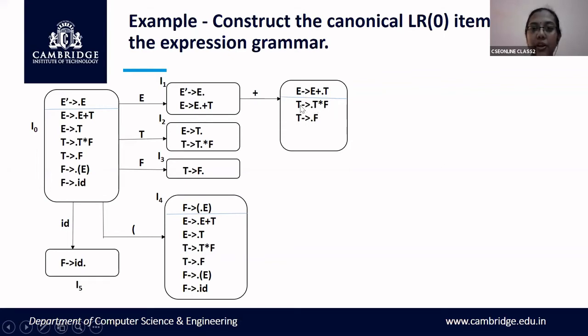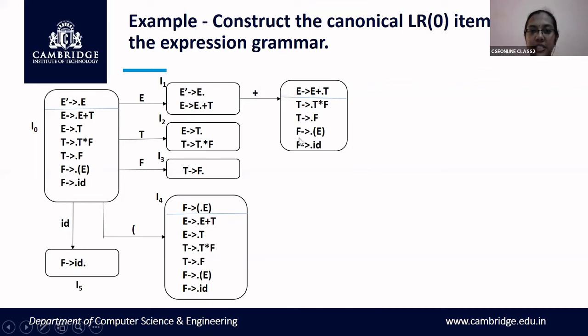Now, when you consider the first new production that you have added, T derives dot T star F, dot is followed by T. You must take closure of T, but you have already taken closure of T. Now, leave that. Come to the next production rule, T derives dot F. Dot is followed by what? It is followed by a variable F. Now, you are supposed to take the closure of F. Add all the production rules where F is there on the LHS.